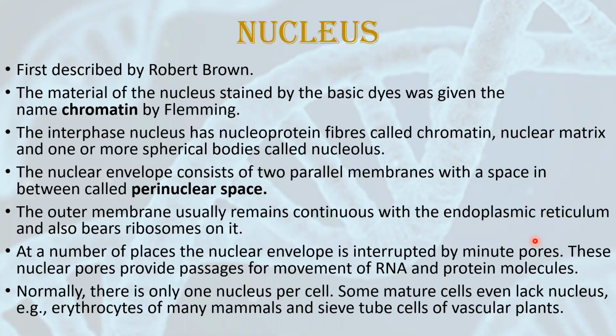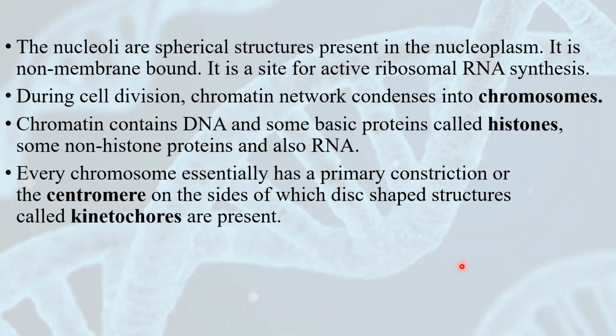Normally there will be only one nucleus per cell, but in some cells the number of nuclei can increase, and some cells may even lack a nucleus, such as erythrocytes of mammals and sieve tube cells of vascular plants. The nucleoli are generally spherical, rounded bodies, and they are present in nucleoplasm. Nucleoplasm means the fluid present inside the nucleus. These nucleoli are non-membrane bound. They do not have any membrane, and they are the site for ribosomal RNA, that is rRNA, synthesis. What this rRNA is, we will see when we deal with the biomolecules chapter. So for the synthesis of rRNA, these nucleoli are present.